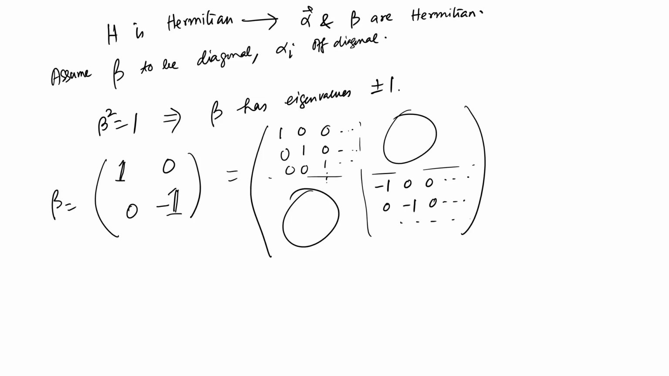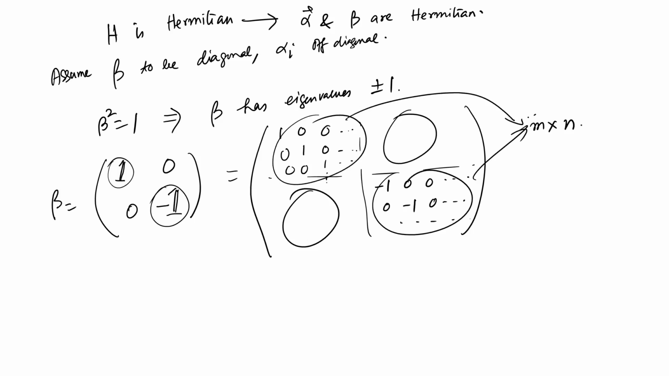Now, if beta has a structure like this, each of these diagonal blocks is like an m cross n matrix. So, this is like an m cross n matrix and this is like an m cross n matrix as well, and we are yet to ascertain what the values of m and n are.